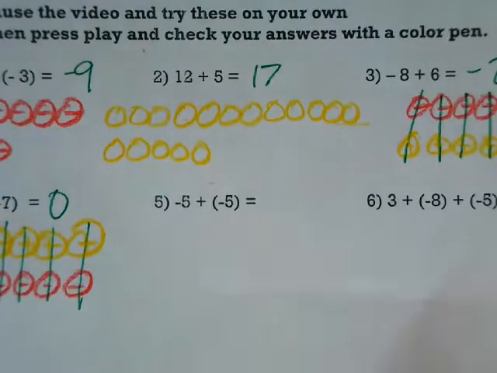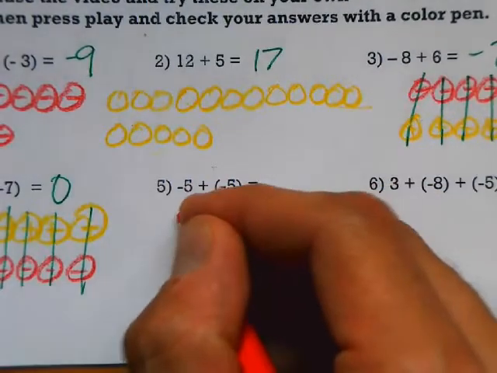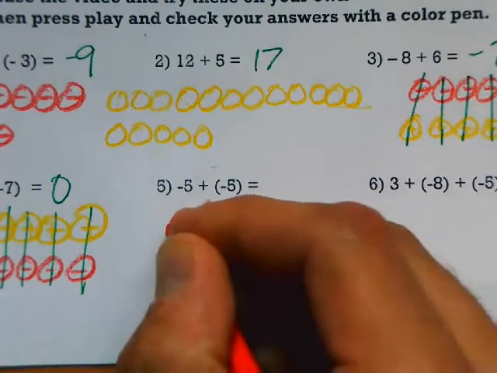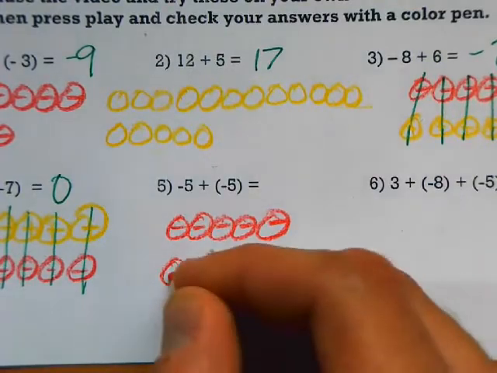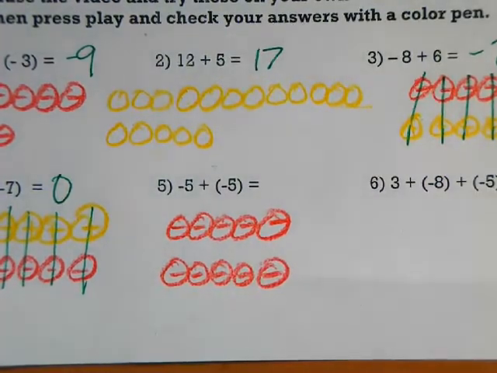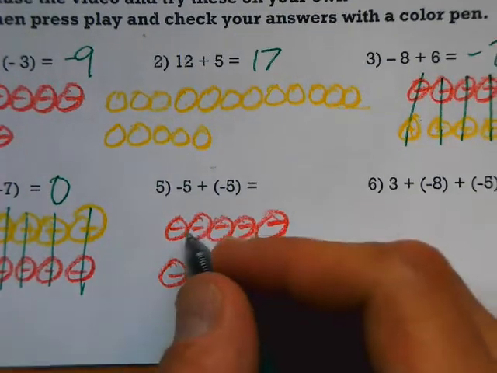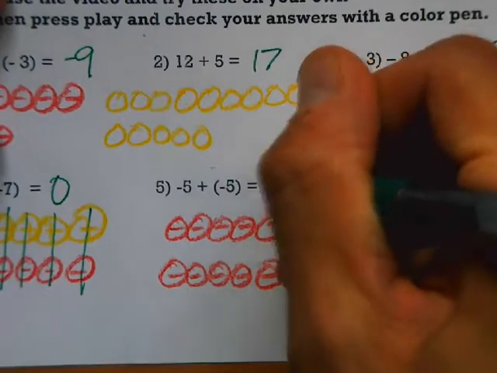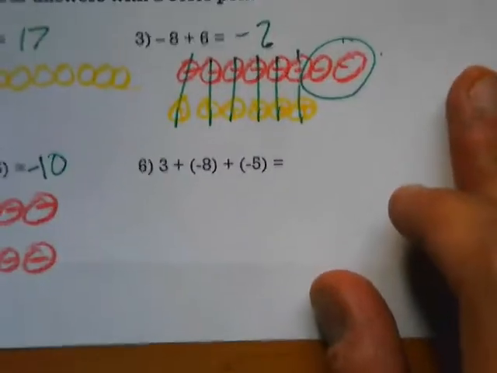For number 5, you might look at that and say, oh, I got it. They're additive inverses. It's 0, in which case we tricked you because these are not additive inverses. Draw it out and you'll see. This is negative 5 plus negative 5. There's nothing to cancel here. So the sum is 10 negatives.